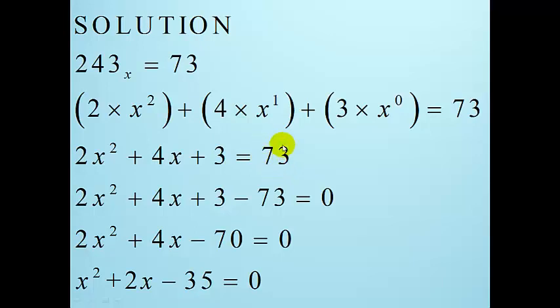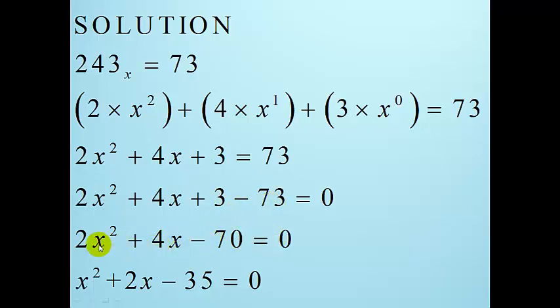Now 73 on the right hand side becomes minus 73 on the left hand side, and this is equal to 0. So we have 2x squared plus 4x. Now 3 minus 73 is equal to minus 70, and this is equal to 0.